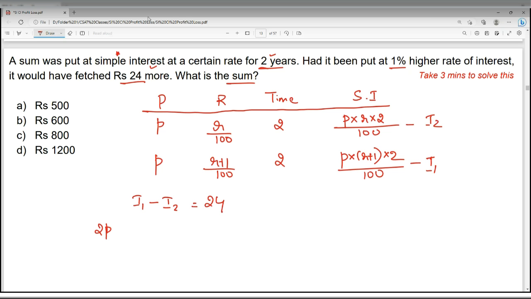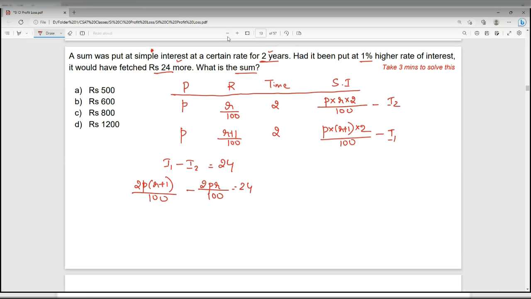Interest 2 is 2P into R plus 1 by 100, minus 2PR by 100 is equal to 24. And this is 2PR upon 100 plus 2P by 100 minus 2PR by 100 is equal to 24. And this whole term and this whole term will be cancelled because plus 2PR minus 2PR is 0. Then we have 2P by 100 is equal to 24.